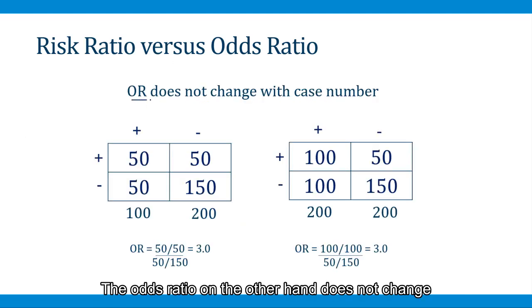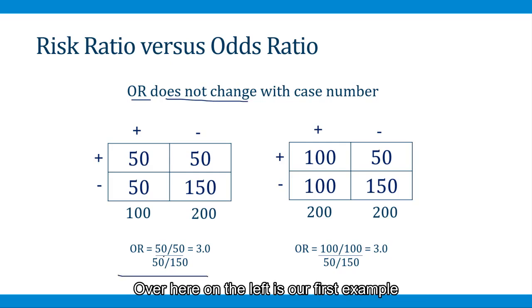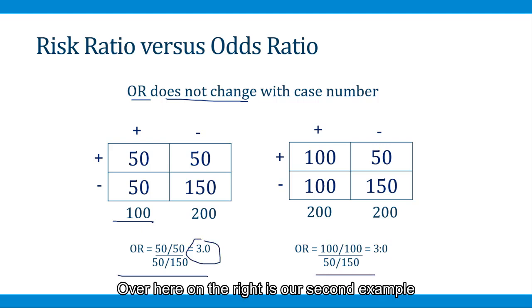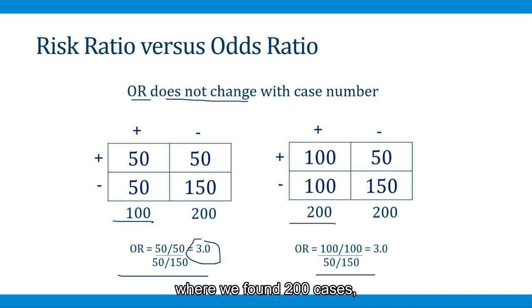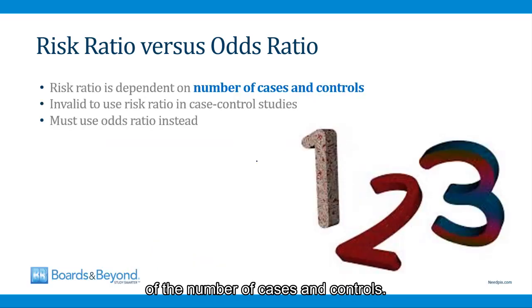The odds ratio, on the other hand, does not change with the case number. Over here on the left is our first example where we had 100 cases, and I've calculated the odds ratio and it works out to 3. Over here on the right is our second example where we found 200 cases, and the odds ratio once again is 3. So this is why the odds ratio has to be used for case control studies, because it's independent of the number of cases and controls. And so I've highlighted these points in this slide just to emphasize them.